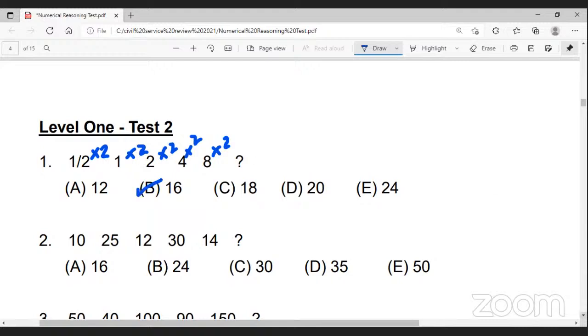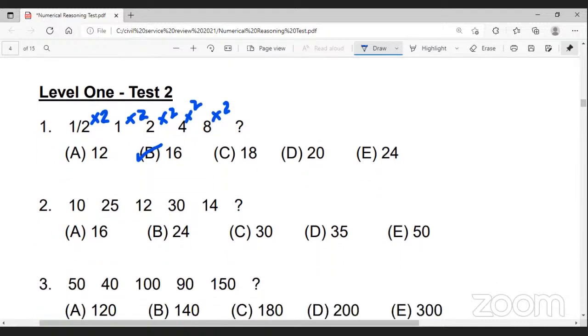Second. 35, ma'am. 35. Still Miss Jem. What pattern can you share to us? The patterns, ma'am, are 10, 12, 14, right? Then 25, 30, next is 35. Yes. Okay, thank you, Miss Jem.